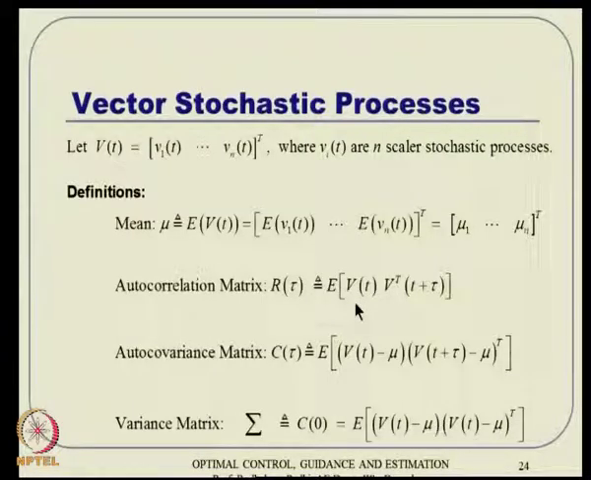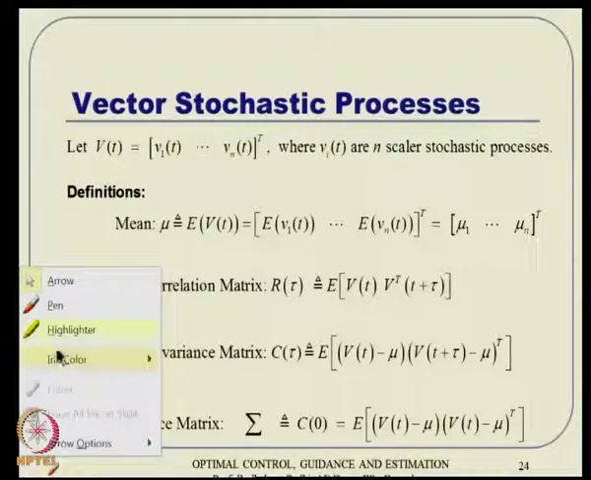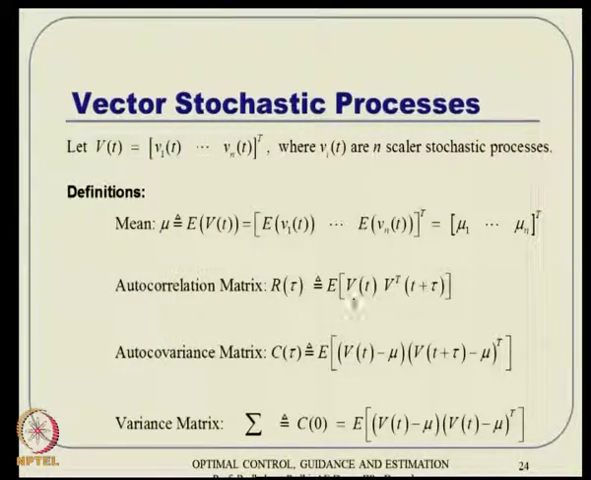Autocorrelation matrix: now it is V V transpose, and these are something like outer products, remember that. V is, let us say, an n by 1 matrix, and V transpose will obviously be 1 by n. So the total thing will be n by n, that means it is actually a matrix.